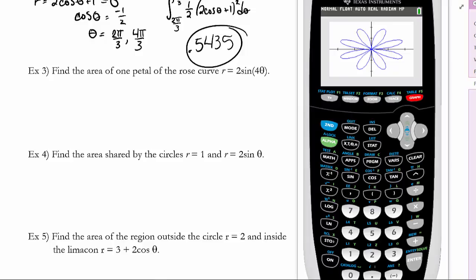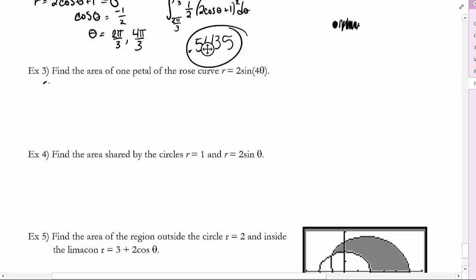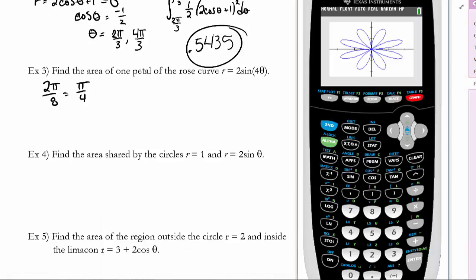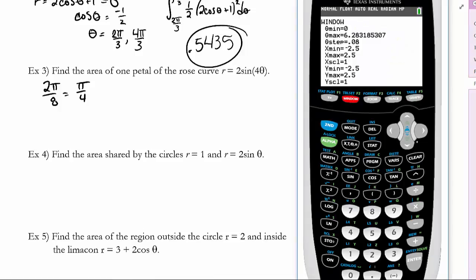So, I have 8 petals from 0 to 2 pi, which means one of the petals should graph from 2 pi divided by 8, which is pi over 4. So I'm going to quickly just make sure I'm right there, and I am going to graph on the window from 0 to theta equals pi over 4, and make sure I see a whole petal.